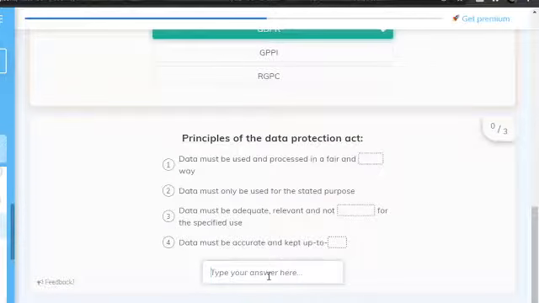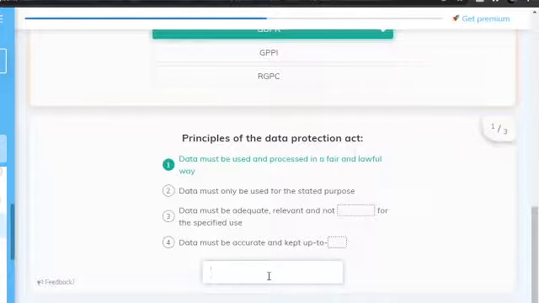Okay, principles. Data must be used and processed in a fair and lawful way. Data must only be used for the stated purpose. So obviously, if they said, I'm going to use your data to see if you like eggs or not when you're ordering from Tesco's, and then they use it to see your entire search history, that just doesn't work.